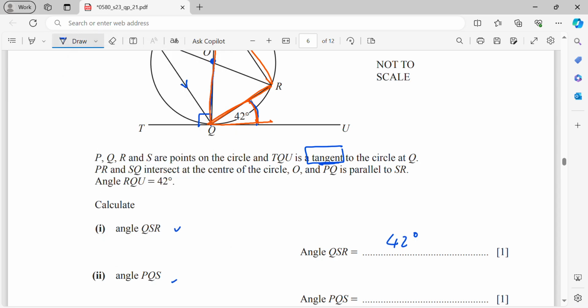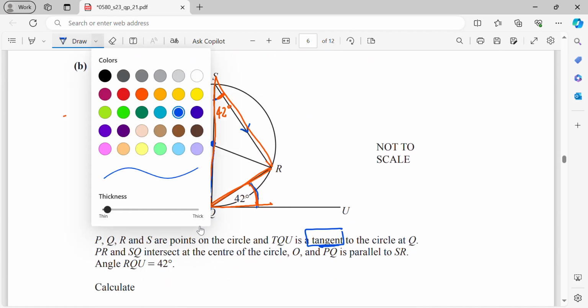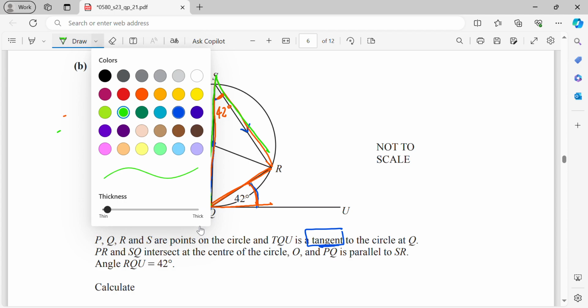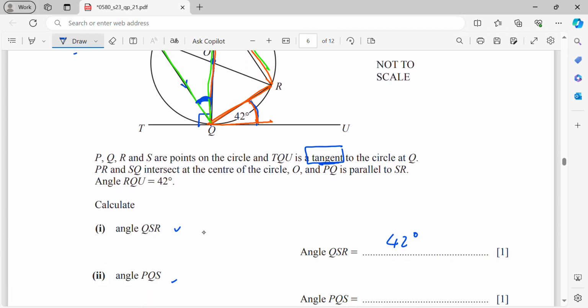Now, second part, angle PQS. This is PQS. For this PQS, we can just use the parallel sides. Look here, parallel sides. This side, PQ, is parallel to SR. So this angle PQS is the same as angle QSR because of alternate angles. So here I will write this is the same as angle QSR. Therefore 42 degrees, because of alternate angles.